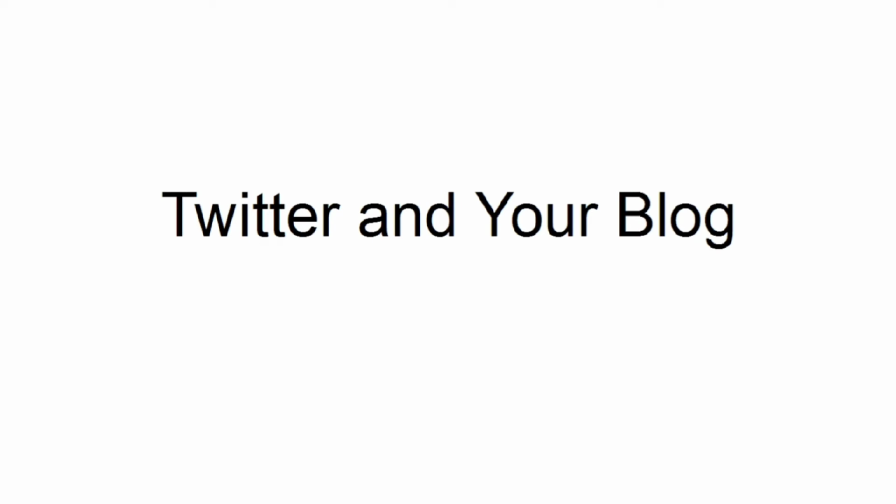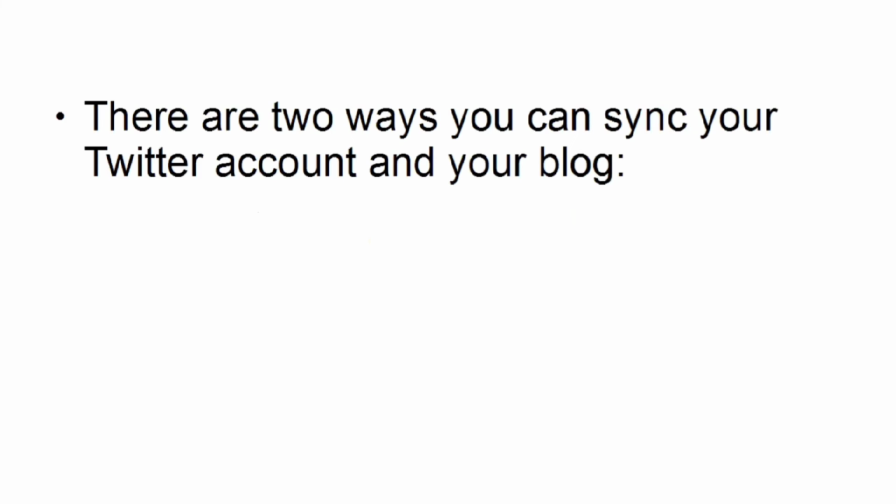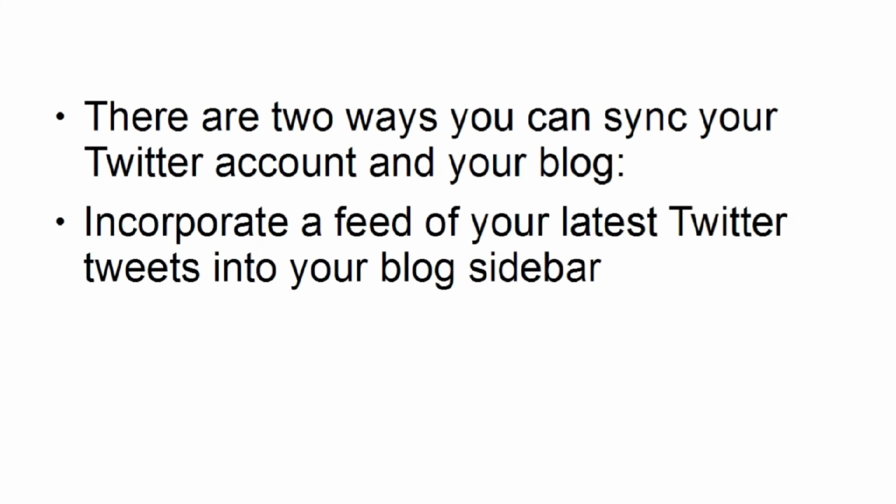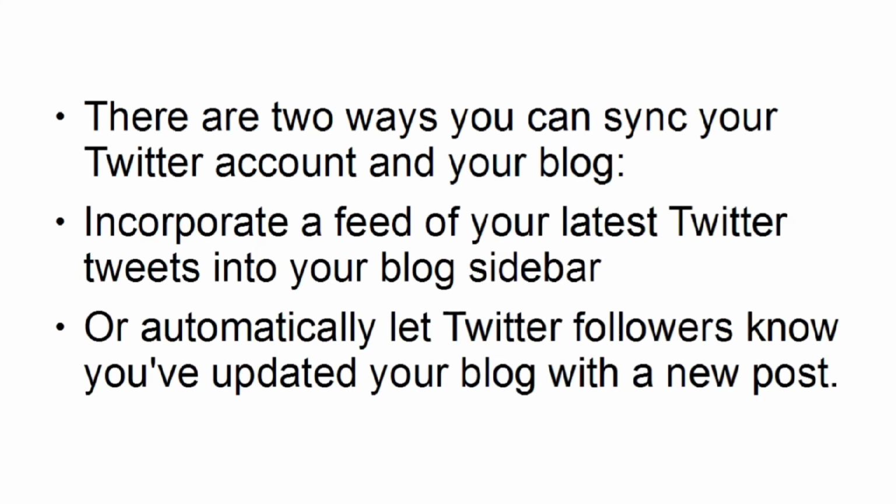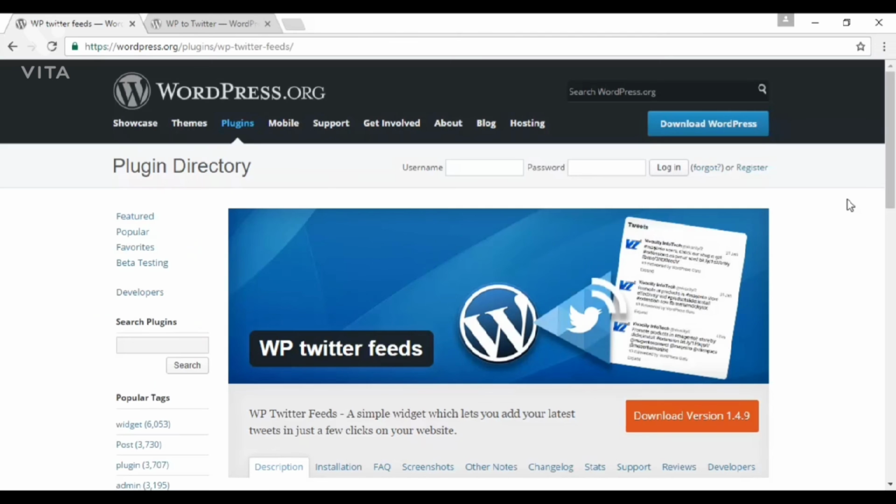So let's talk about integrating Twitter and your blog. There are two ways that you can sync your Twitter account and your blog. You can incorporate a feed of your latest tweets into your blog sidebar, or you can automatically let Twitter followers know that you've updated your blog with a new post. For the former, you can use the Twitter Feeds plugin. Each time you post a tweet, it will automatically be displayed on your blog, which has the added bonus that your blog content will change slightly and Google will treat it as new content and update its rankings in the SERPs accordingly.